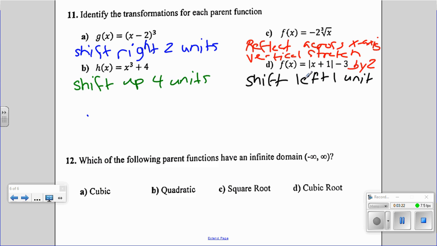Then when we leave the absolute value sign, there's a minus 3 outside. So that minus 3 is going to cause the graph to shift down 3 units. Again, the symbols lie, so do the opposite of what appears. But once you leave the symbol, you do exactly as it appears.